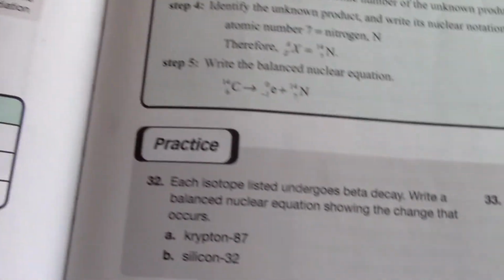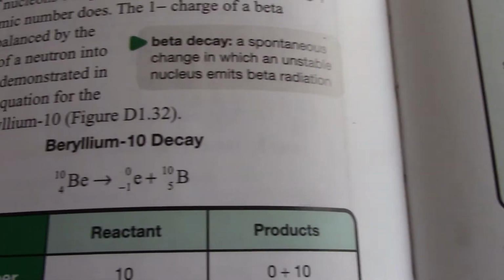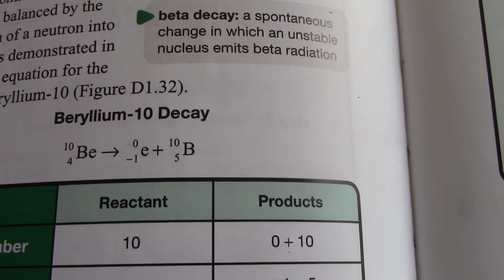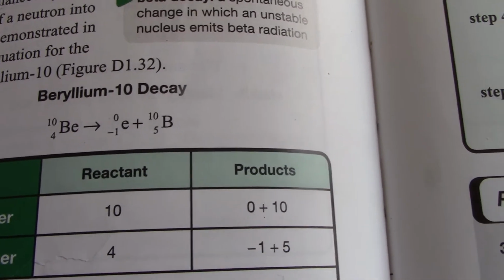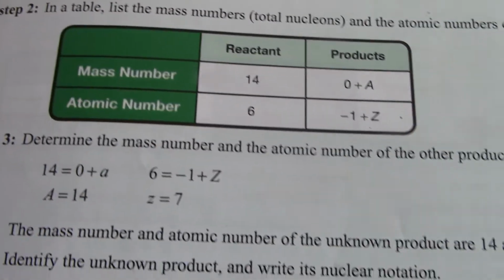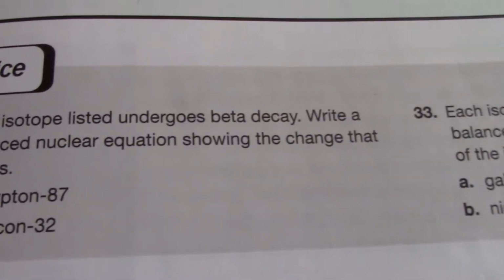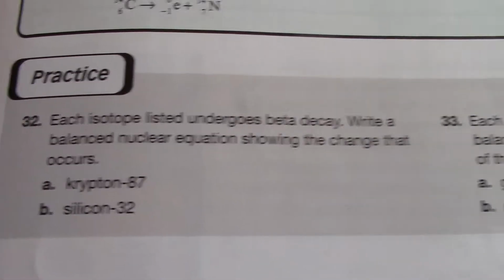So beta decay. This is page 506. This shows what happens. The charges need to balance. Pages 506 and 507 have practice examples of beta decay for you. But I'm going to look at 32 and 33 on page 507.